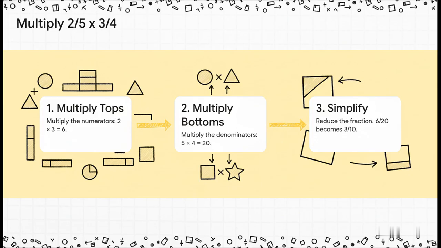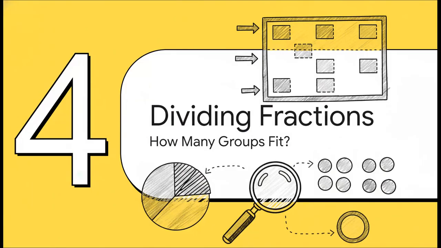You just multiply the top numbers together, then multiply the bottom numbers together. That's it. So here, 2 times 3 is 6 on top, 5 times 4 is 20 on the bottom. That gives us 6/20ths, which of course we can simplify down to 3/10. Done.